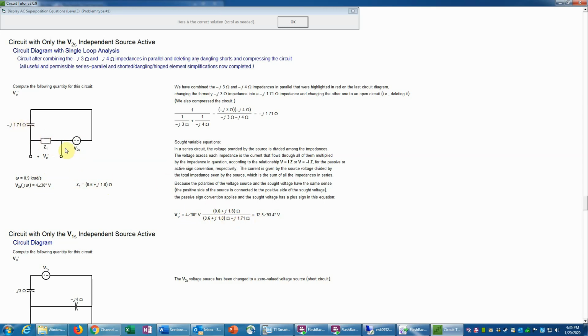Now remember, the logic of that is simply that the voltage source value divided by the sum of those impedances, in other words, this divided by this, gives us the current in that loop, and multiplying the current times the impedance of interest will give you the voltage across that same impedance, which is what we want.